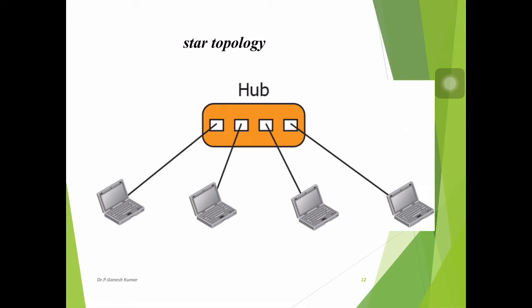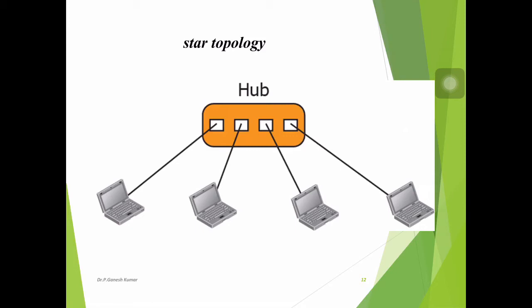All other hosts or devices are going to connect to that central device. The central device may consist of multiple ports. Even in many shops, small industries, institutions and laboratories, you can see that there will be a common hub or switch. All the devices are connected to that particular hub or switch so that it can form a network.